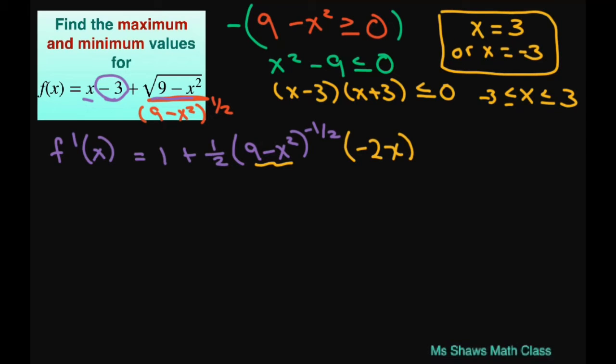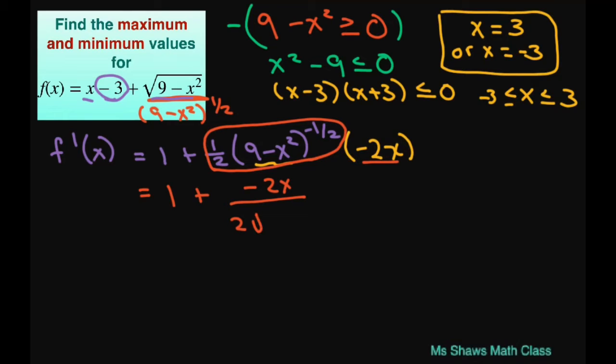All right, so let's simplify this. This is going to equal 1. I'm going to move all of this into the denominator, so that's going to be plus negative 2x divided by 2 times the square root of 9 minus x squared. Now these twos cancel, and I can rewrite this as 1 minus x divided by square root of 9 minus x squared.